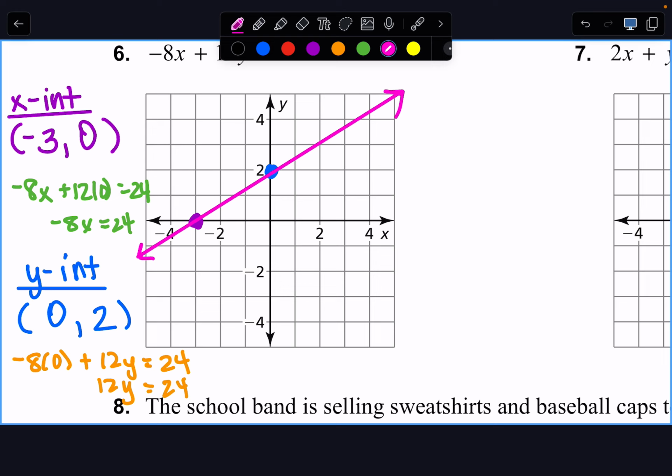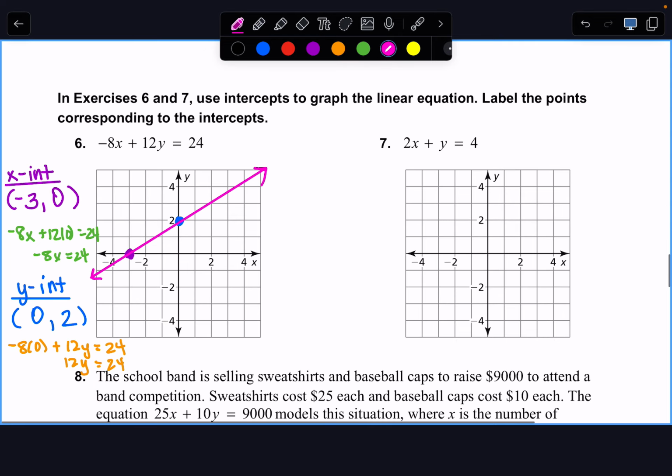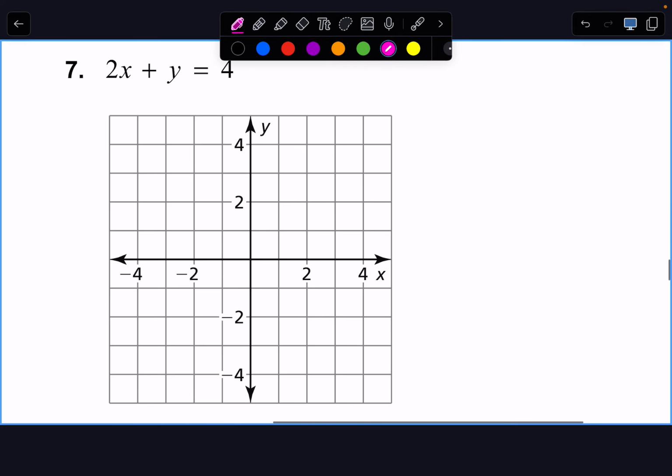Okay. Now, knowing that 0 times a number is 0, negative 8 times 0 means poof, it goes away, and I have 12y equals 24. Knowing that I'm plugging 0 in for y, anything times 0 is 0, poof, it's gone, negative 8x equals 24. Okay? Please graph number 7.